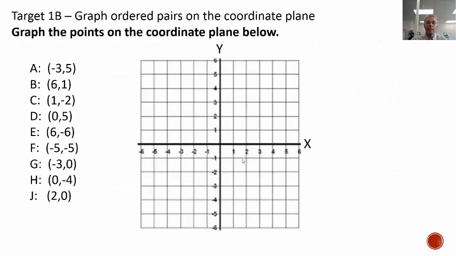So now it's time to try some on your own. We have 9 ordered pairs, 9 locations that we want you to put a point on and label with the value. Go ahead and pause the video and label those 9 points now. Well, let's see how you did here.